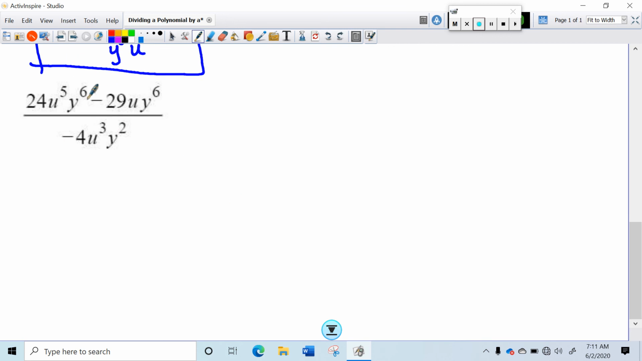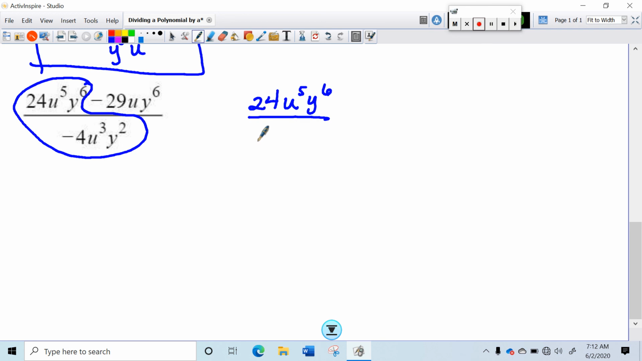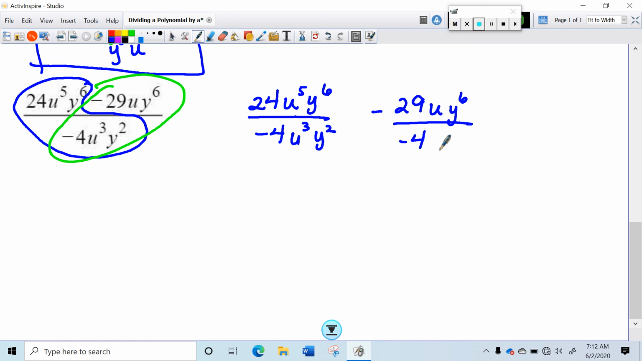Okay, this next one, they actually already did that one first step for you. So let's just go ahead and split these apart. So I've got 24 u to the 5th, y to the 6th, over negative 4, u to the 3rd, y squared. And then I split the other one up. So I have negative 29 u y to the 6th over negative 4 u to the 3rd y squared.